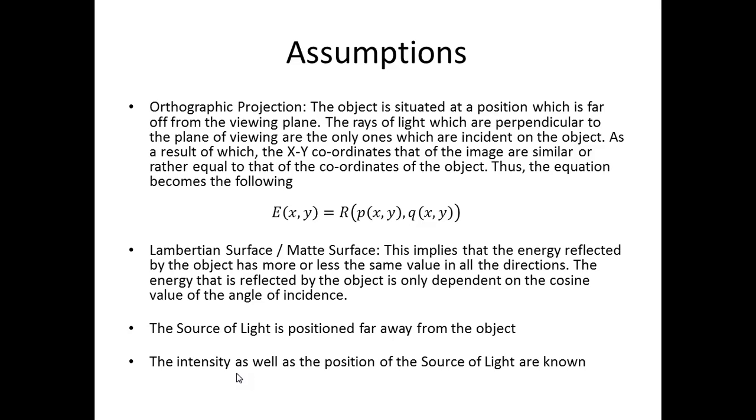It is also assumed that the surface of the object is a Lambertian and matte surface. This implies that the energy reflected by the object has more or less the same value in all the directions. The energy that is reflected by the object is only dependent on the cosine value of the angle of incidence. So this was all about the Lambertian surface. It is also assumed that the surface of the object is a matte surface, which means there are no shiny points on the surface of the object.